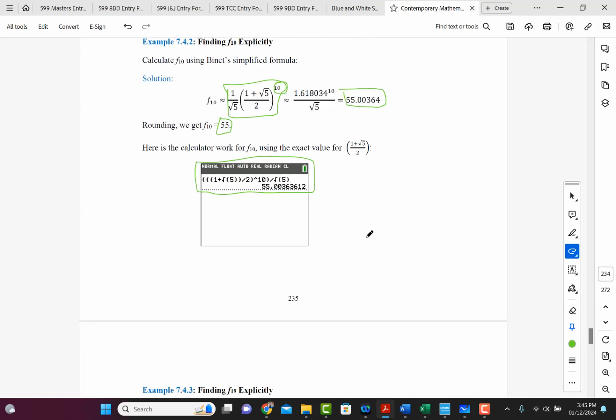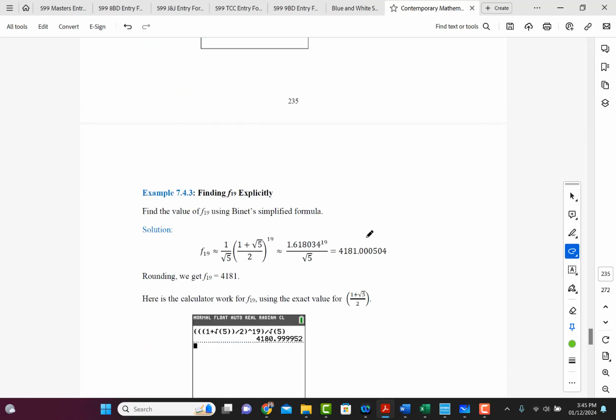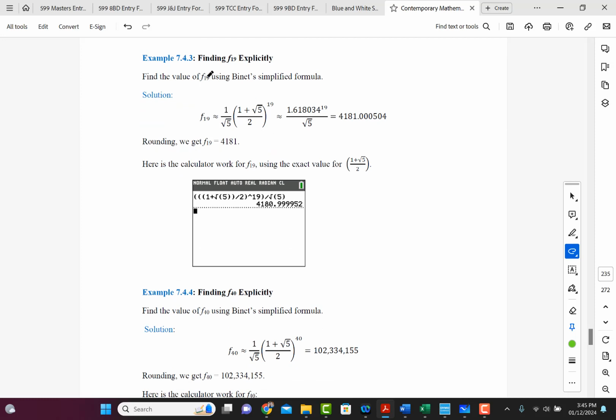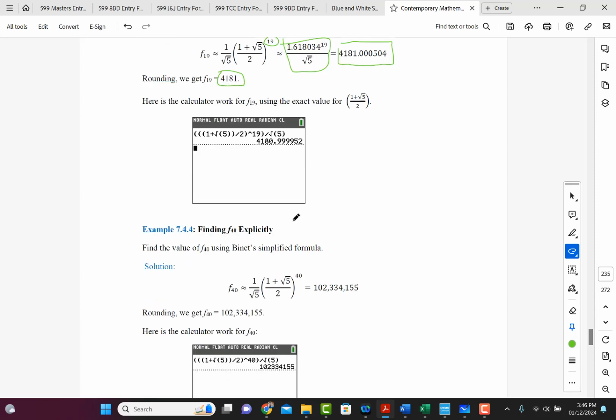Okay, so we can always use the simplified Binet formula. Let's do another one. So here's another example. So let's do 19, and we're going to use Binet's simplified formula again. So again, all we do is plug in 19, use our calculator, plug in the values, and what do we get? We get approximately 4,181.00, so we round to 4181. Okay, we can verify that with the calculator.